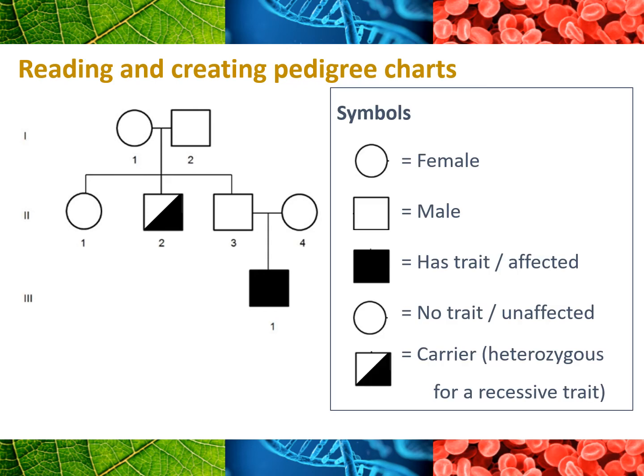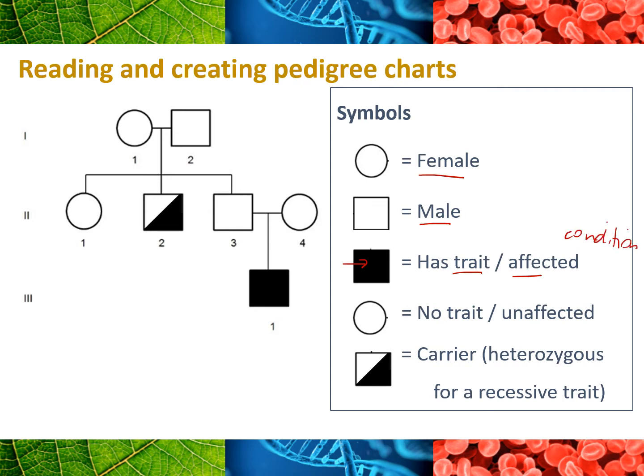The symbols are: females are shown by a circle, males are shown by a square, and because we're looking at genetic inheritance, we're talking here about biological females and biological males. If one of the circles or squares is shaded in, that means that this individual either has the trait that we are tracking or they're affected by whatever condition we're tracking.